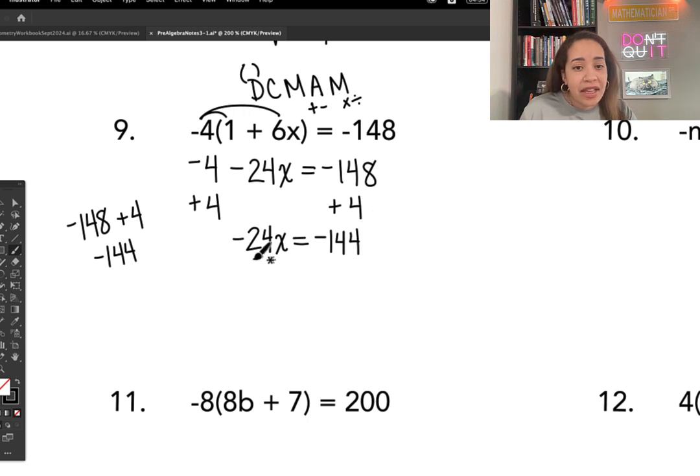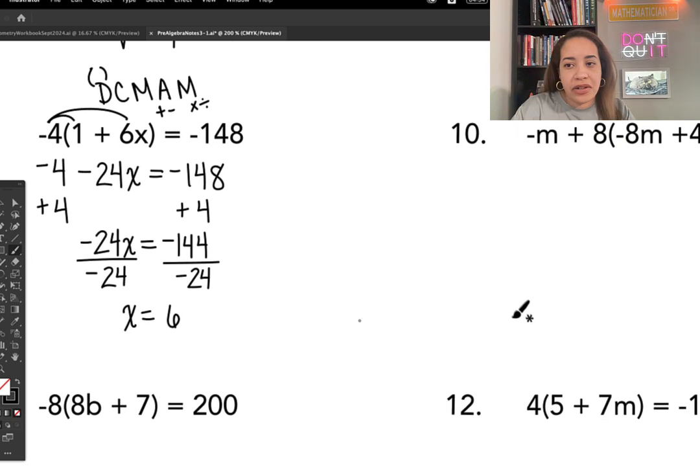The last step, we see multiplication, so we need to do the opposite to both sides. We're going to divide both sides by negative 24. So now we have x all by itself on the left side, and on the right side, negative 144 divided by negative 24 gives us a final answer of 6. This one you could probably use a calculator. 144 divided by 24 does give us 6, and since they have the same signs, we get a positive answer.